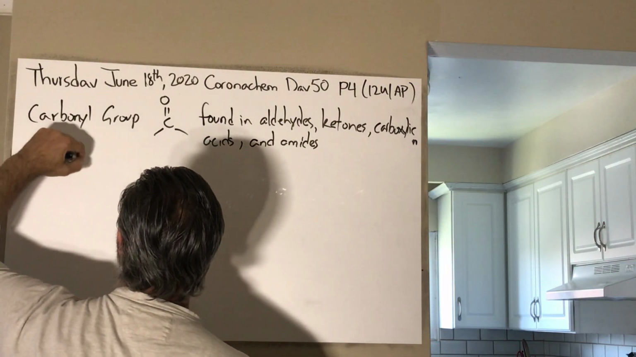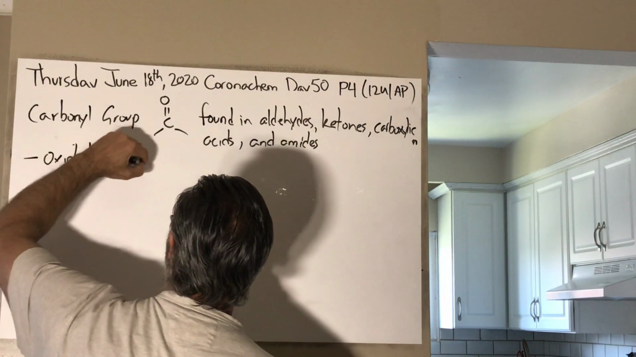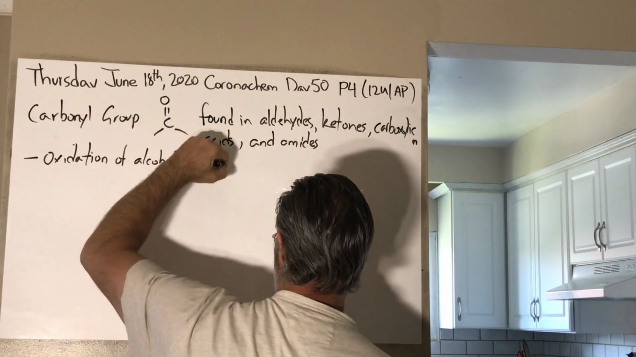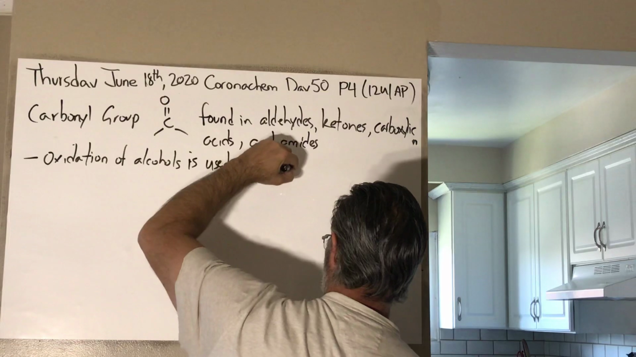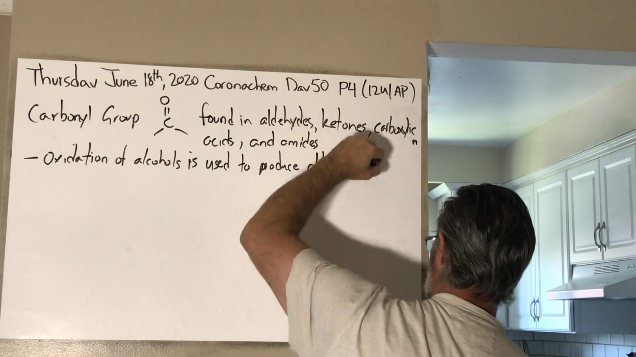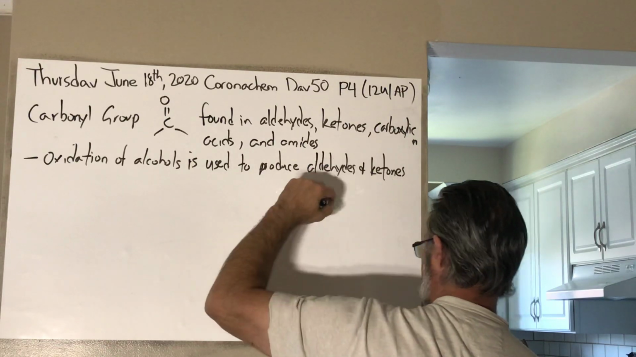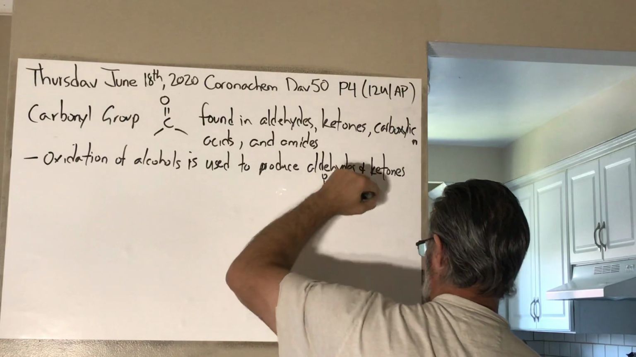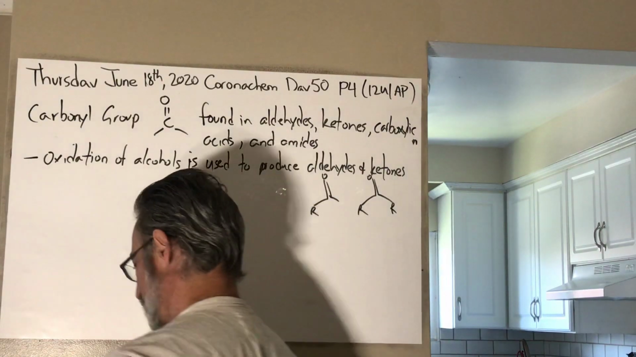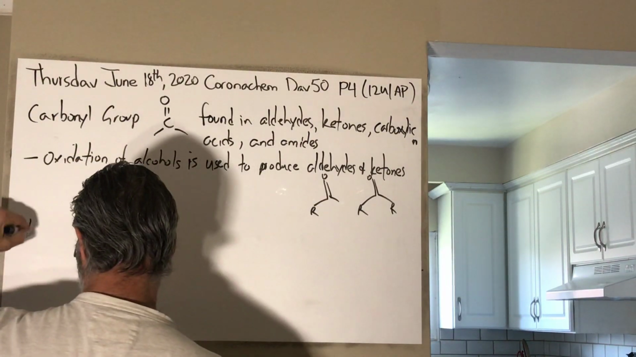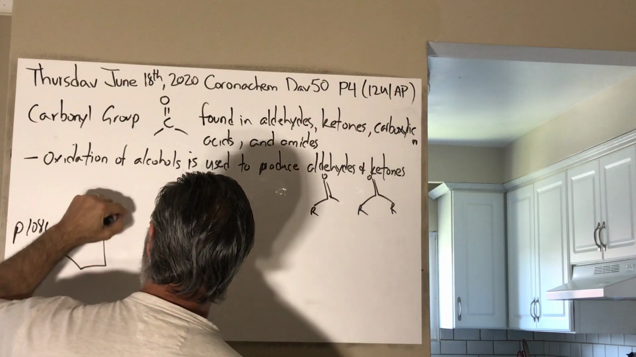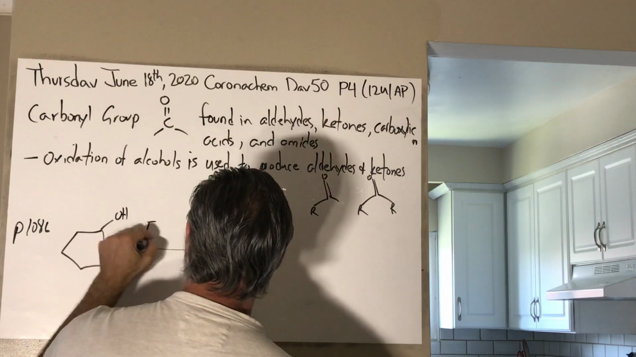Oxidation of alcohols can be used to produce them. It is used to produce aldehydes and ketones. So aldehydes have the basic structure like this. Ketones have the basic structure like that. For example, on page 1086 of your text, they show you cyclopentanol being oxidized.